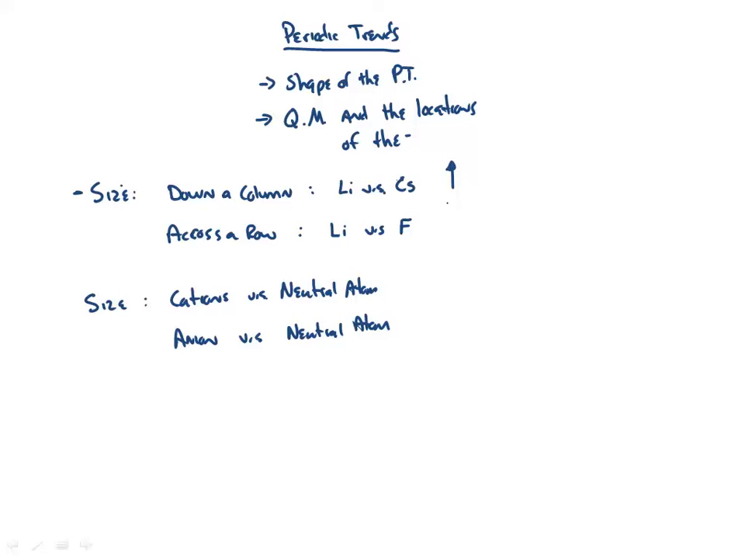Across a row, what's happening is Z effective is increasing, but the electron shielding is about the same. So we expect them to shrink or decrease across a row. What about cations versus neutral atoms? Which one's bigger? Cations are smaller or bigger? Cations are smaller, anions are larger.